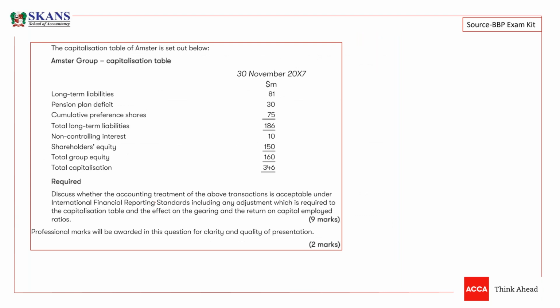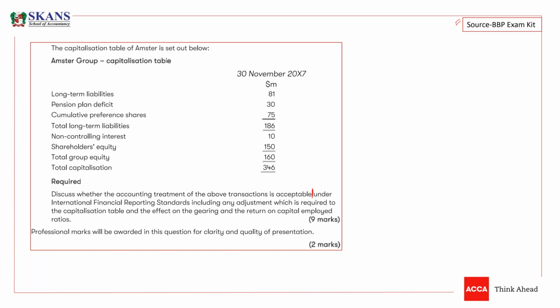So Amster is the question. The source is BPP exam kit. Although it is a past paper question, I picked this question from the BPP exam kit. So look, what is the requirement? Discuss whether the accounting treatment of the above transaction is acceptable. So first you need to tell them whether the accounting treatment is acceptable or not.